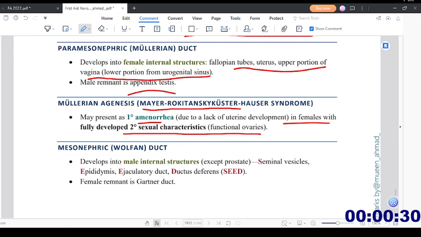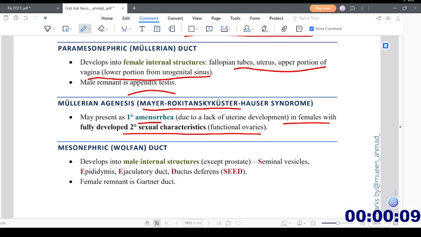So I suppose that in this particular case, the fallopian tubes, uterus, upper portion of the vagina and stuff like that will be absent. Although the ovaries are present and those ovaries are causing secondary sexual characteristics to form, due to Mullerian degeneration the female does not have the female internal sexual organs.